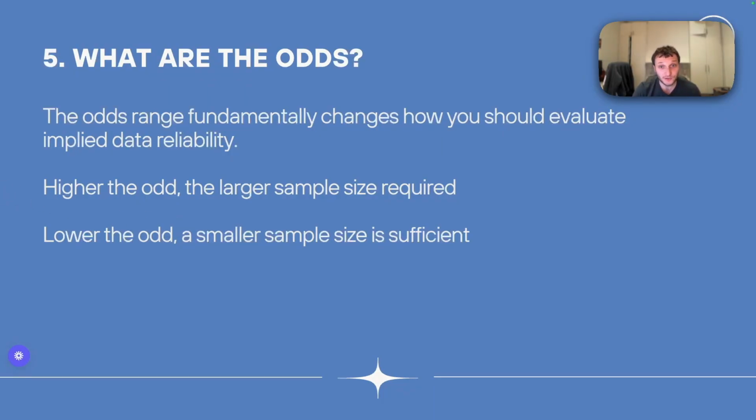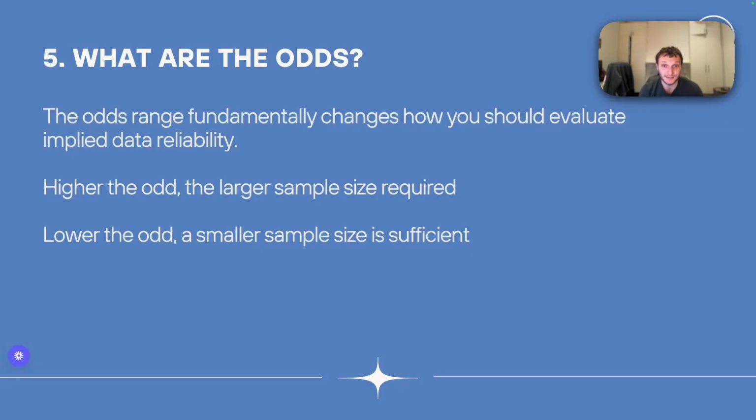The next question you need to consider when you are using implied data is just what are the odds you're betting at. This again is a bit complicated, but the odds range fundamentally changes how you should evaluate implied data reliability. Higher odds mean you're betting on less frequent outcomes, which makes variance a much bigger factor in your analysis. So when betting on things that are less likely to happen, small sample variance becomes your biggest enemy.